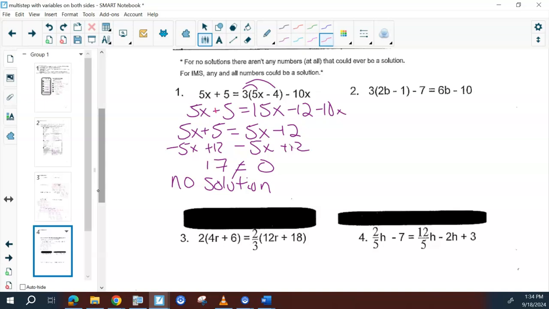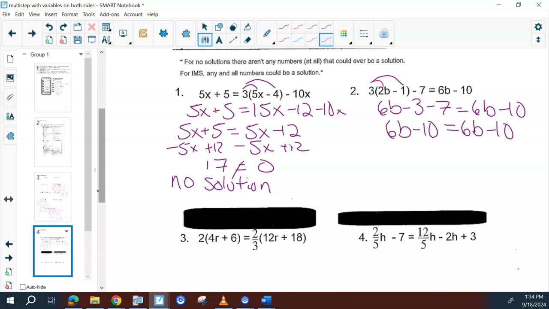So again, distribute. And combine like terms. What do we notice about that one? They're both the exact same. That would tell you this is going to be a special case.